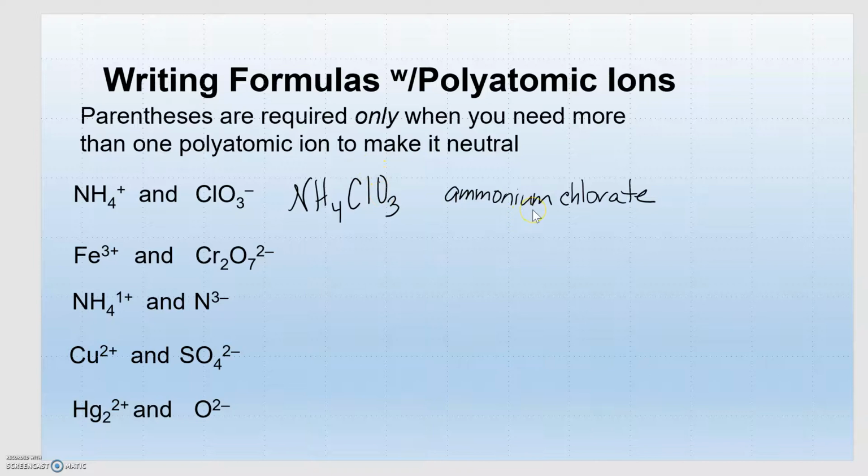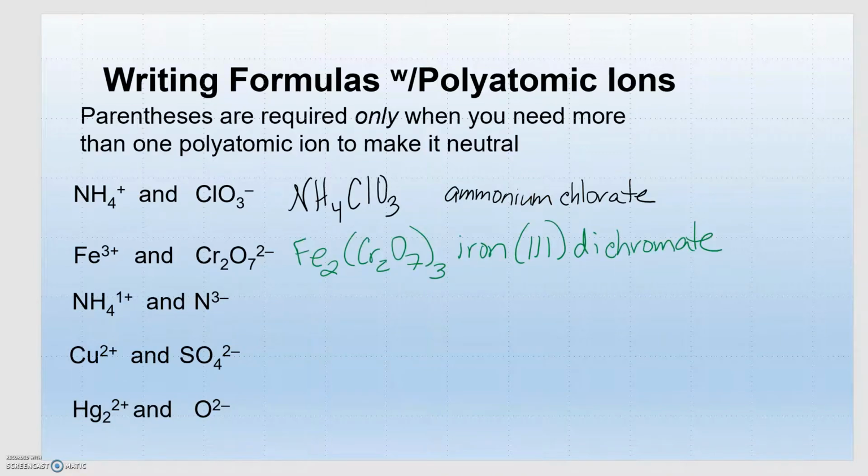And the naming, super easy. It's just the name of the different polyatomic ions. This is the ammonium ion with the chloride ion, ammonium chloride. So in this case, two polyatomic ions combine to make a compound. Correct. Ionic compound.